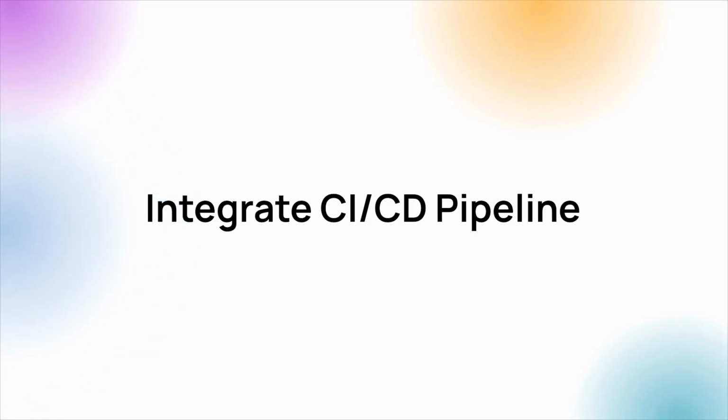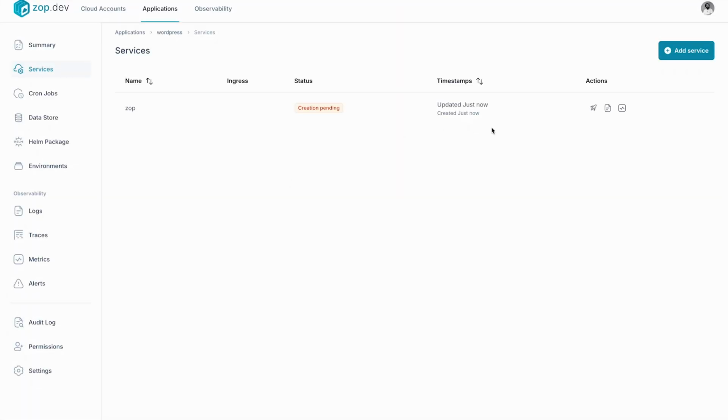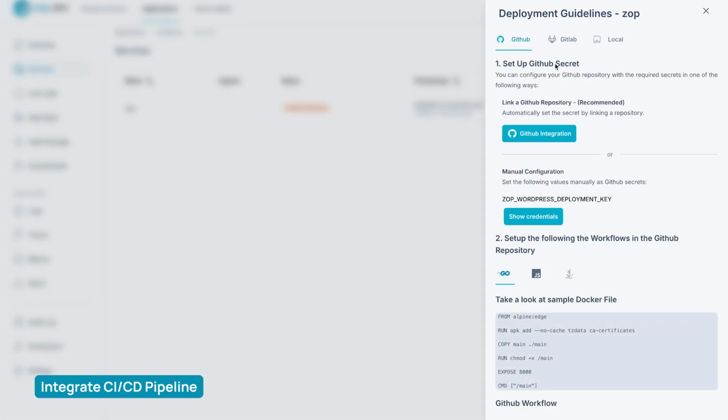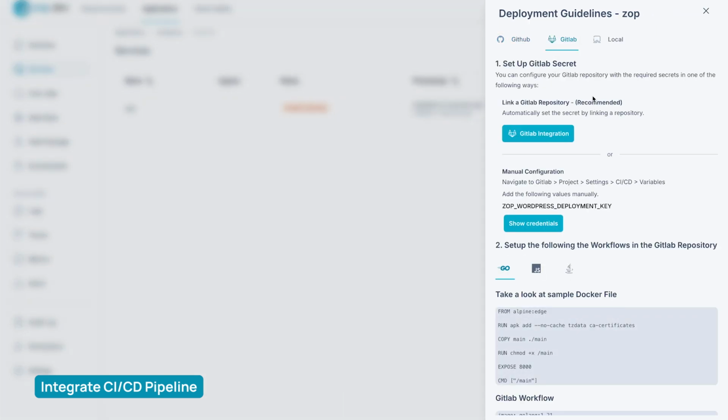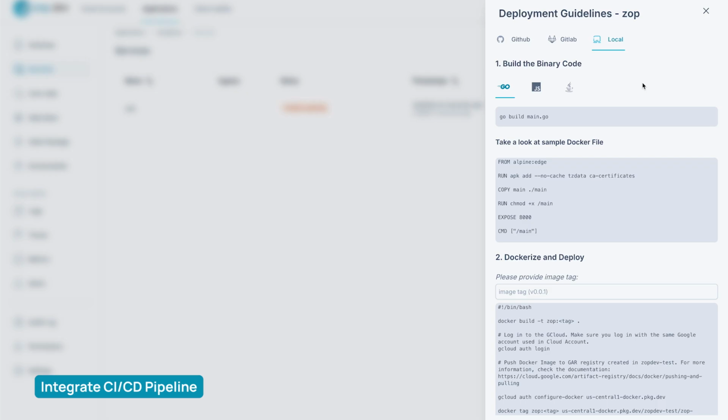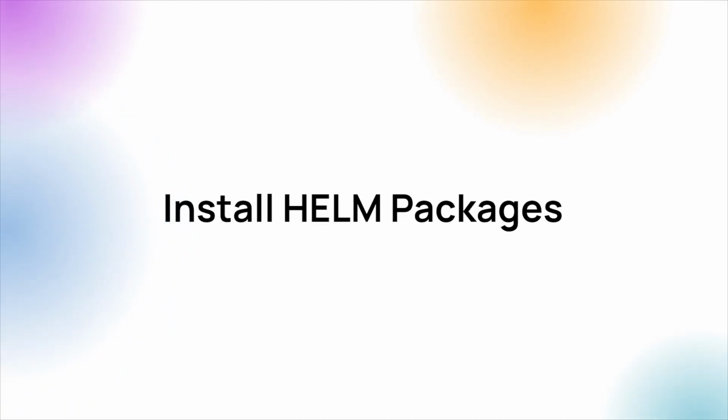Integrate with your existing CI/CD pipeline. ZopDev provides deployment guidelines and secrets for GitHub, GitLab, or local command line deployments, including sample Docker files and workflow configurations. Manage HELM packages effortlessly.